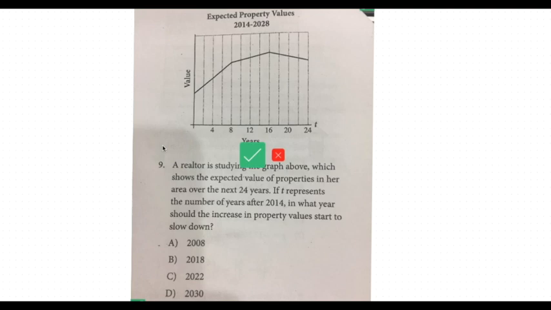So we have a realtor. Please ignore that tick and X. I was trying to get rid of it. I'm not sure what happened. A realtor is studying the graph above, which shows the expected value of properties in her area over the next 24 years.